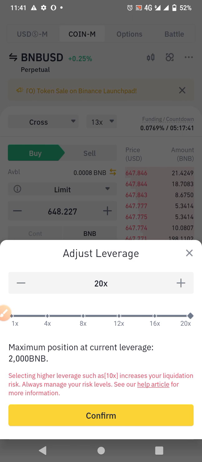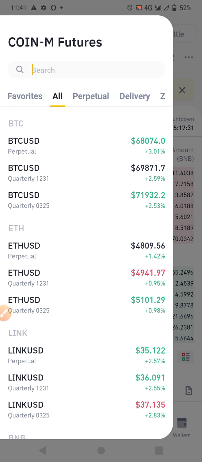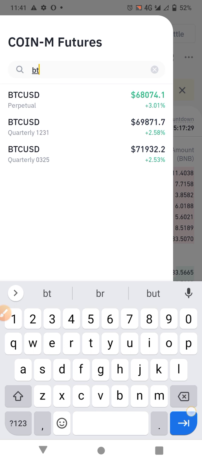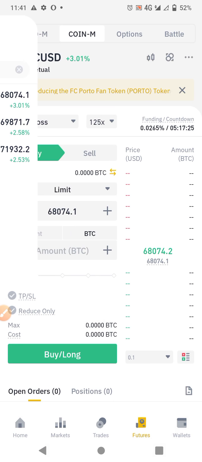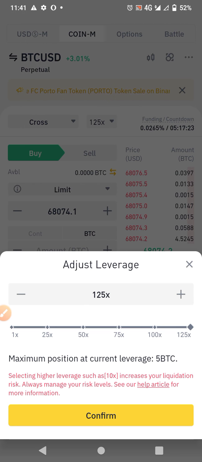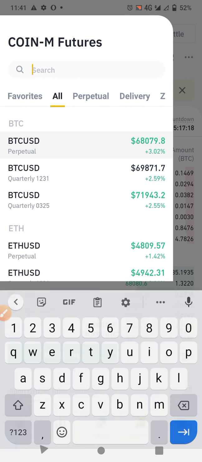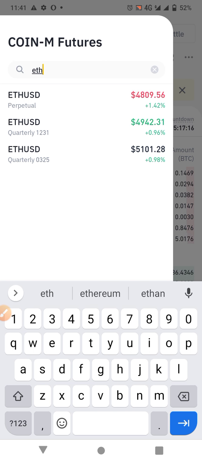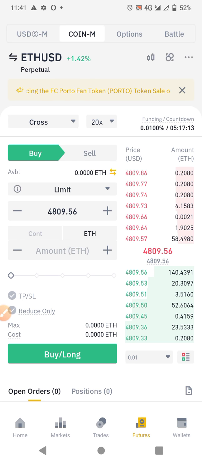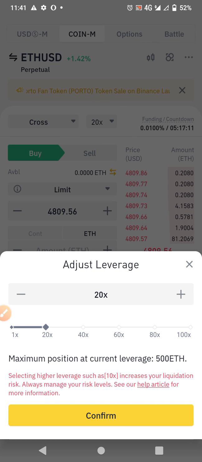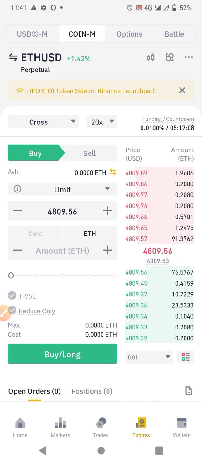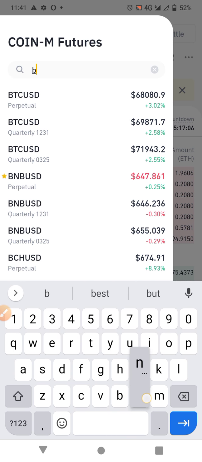Now there are different leverages for different tokens. For BNB, the maximum is 20 leverage. Are you getting me? Let's check for BTC. This is for BTC. The highest leverage is 125. So the leverage varies. Let's check for Ethereum. The leverage is 100. So are you getting the differences? Now let's go back to the BNB we are willing to trade.